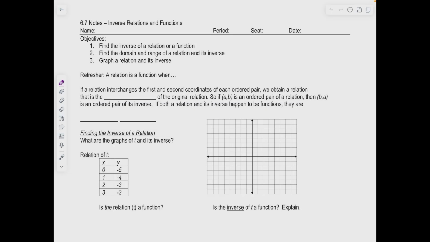Today's section is 6-7, inverse relations and functions. Our three objectives: find the inverse of a relation or a function, find the domain and range of a relation and its inverse, and graph a relation and its inverse.